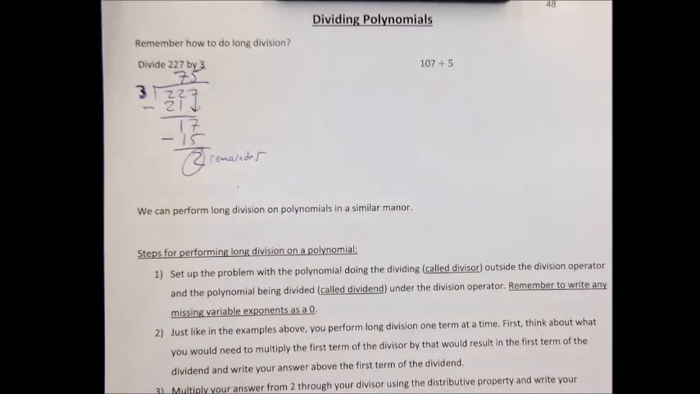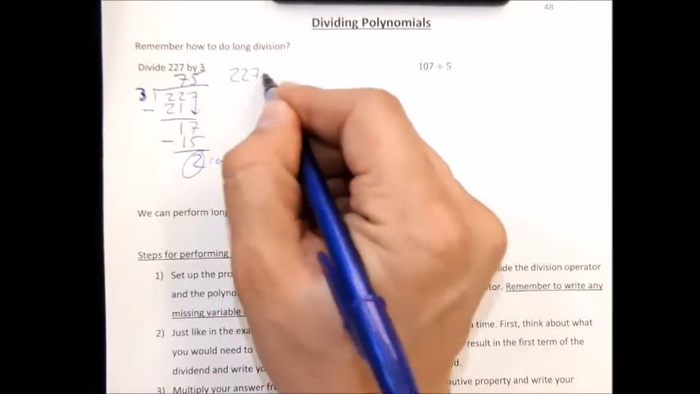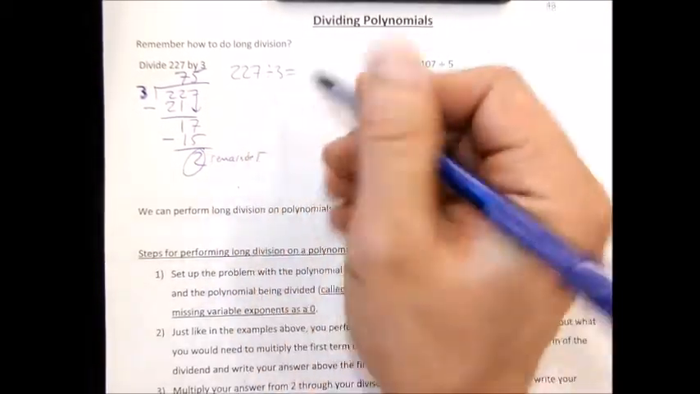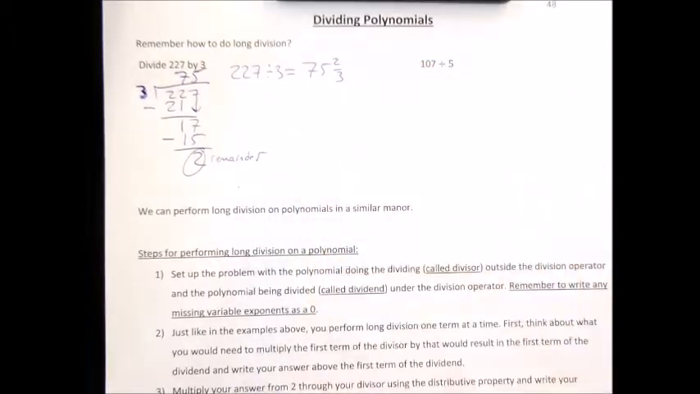We can write our answer in 2 ways. We can either say that 227 divided by 3 equals 75 and 2/3.